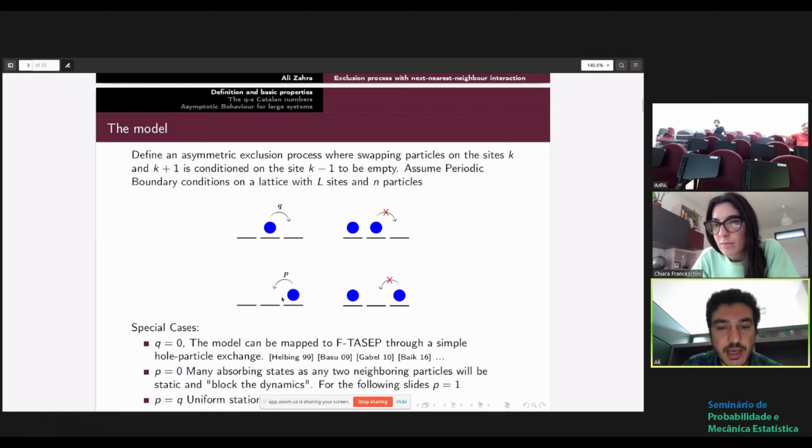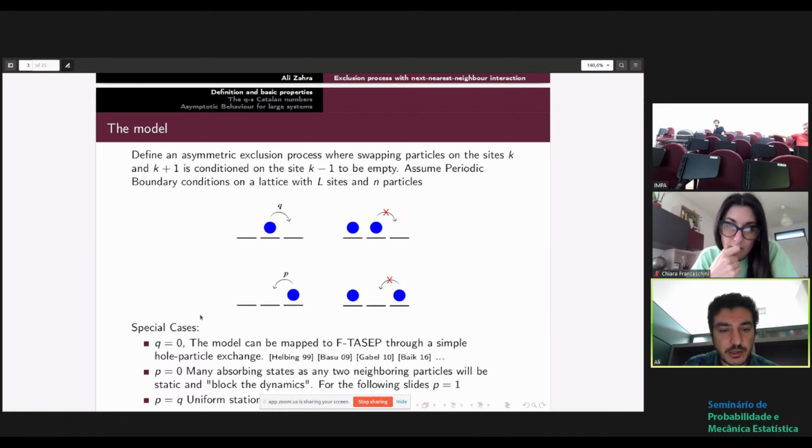jumping is conditioned on the sites k minus 1 and k minus 2 being empty, so that you have two empty sites behind you. For instance, this one can jump while this one cannot jump because it has only one available site. So to jump on the left, you need two available sites on your left.